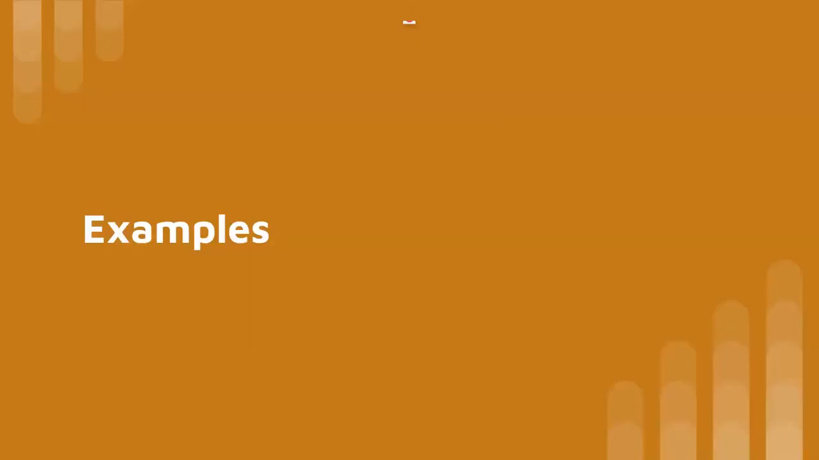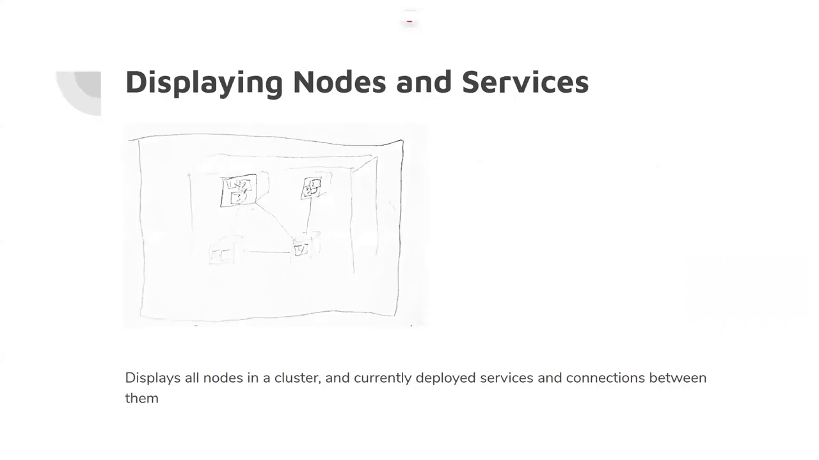So here are some examples of the system in use. The basic use case is just displaying the nodes and services. You can see we have 4 different nodes here. Each one has some services on it, and our system will draw the lines between them. The idea here is this is a virtual space that's sort of hovering over a table in front of you.